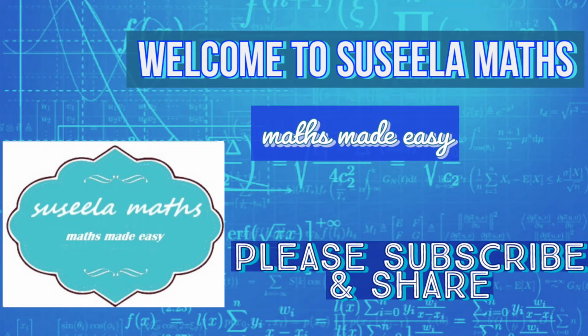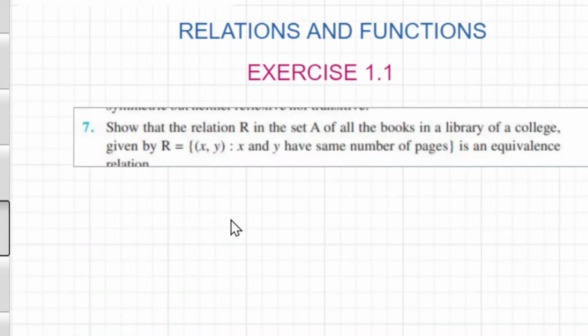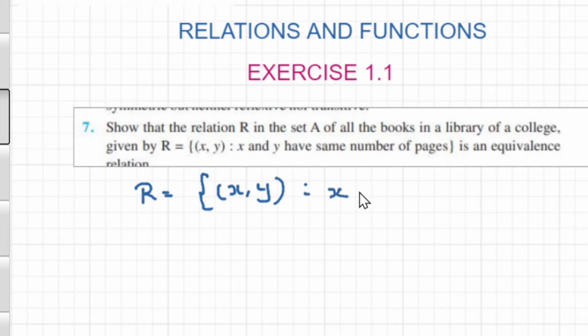Today we are going to see the Relations and Functions, exercise 1.1, seventh problem. It's given: show that the relation R in the set of all books in the library of a college, given by R equals the ordered pairs (x, y) such that x and y have the same number of pages, is an equivalence relation.